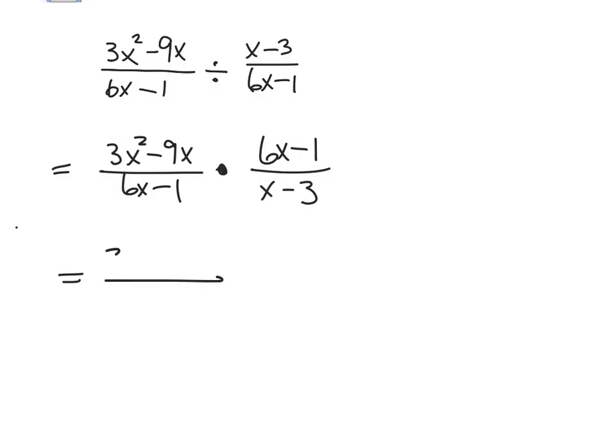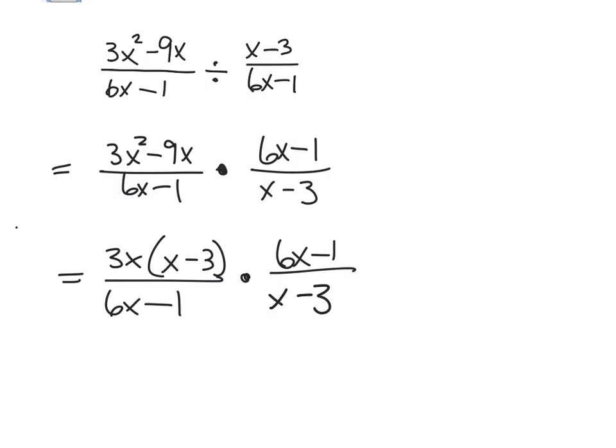So I am going to factor out a 3x, which means from our first term, we are left with an x minus, and our second term, if I take out a 3 and an x, I'm left with a 3. And so this expression right here factors to be 3x times x minus 3. And then the 6x minus 1 cannot be factored at all, and the x minus 3 cannot be factored at all.